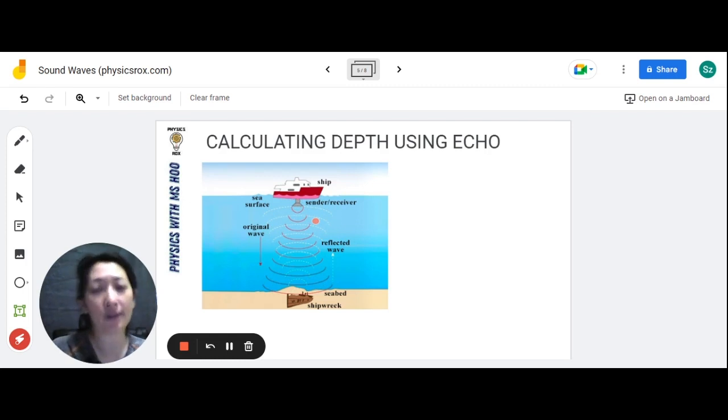And in case you're wondering, this is also the same method that is actually used in radar, where we use microwaves to determine the position of planes from a tower, for example.